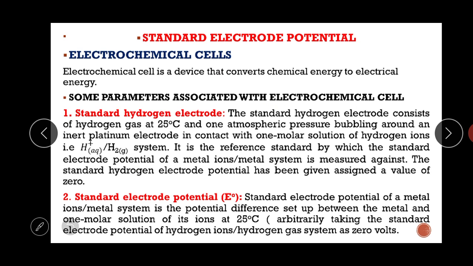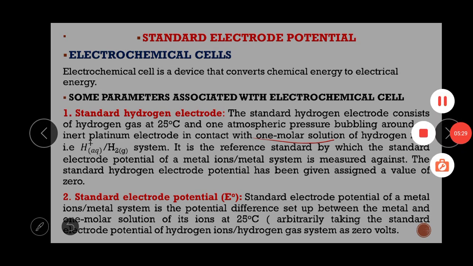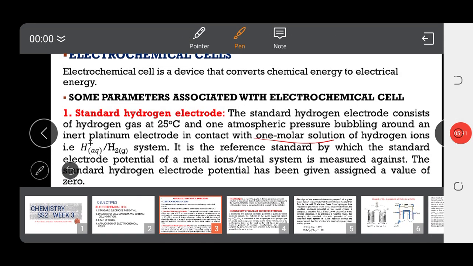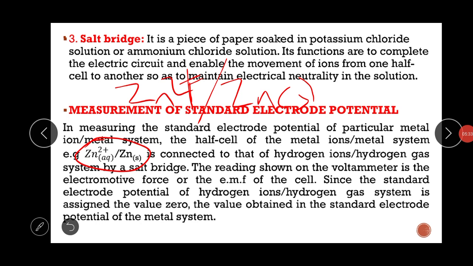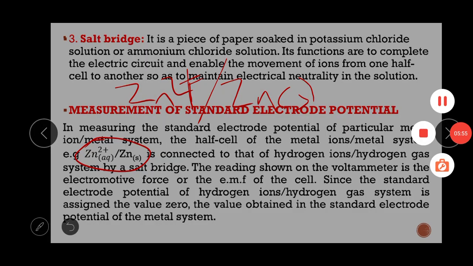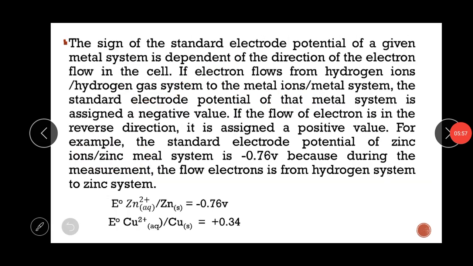We now connect it to the standard electrode potential of the particular metal, which here in this case is zinc. We now connect the voltmeter. The reading shown on the voltmeter shows the electromotive force, which is the EMF of the cell. Since the standard electric potential of the hydrogen ions or hydrogen gas system is assigned to be zero, the value obtained is the standard electric potential of the metal system. By the time you look at the example, you will understand this.